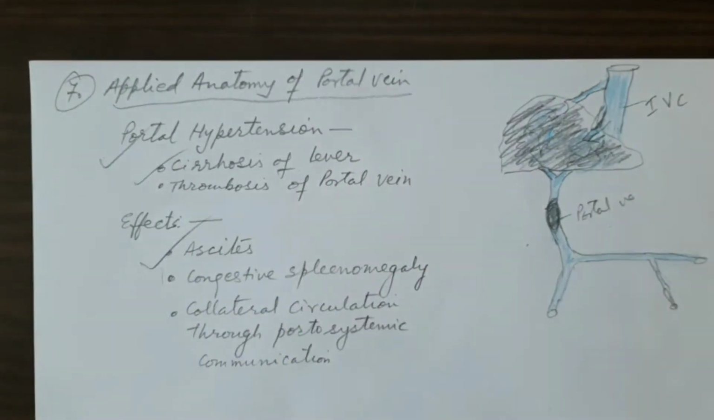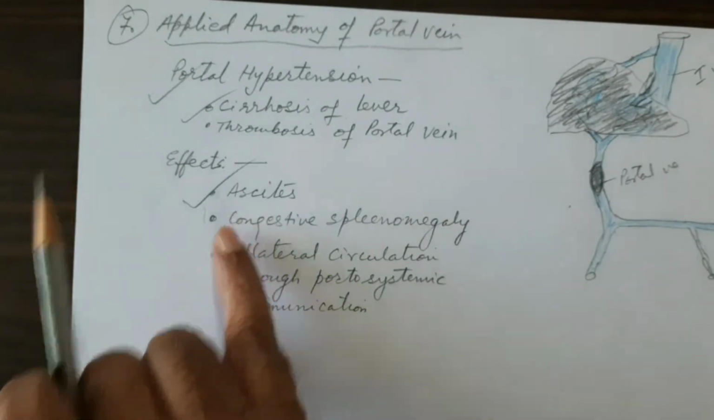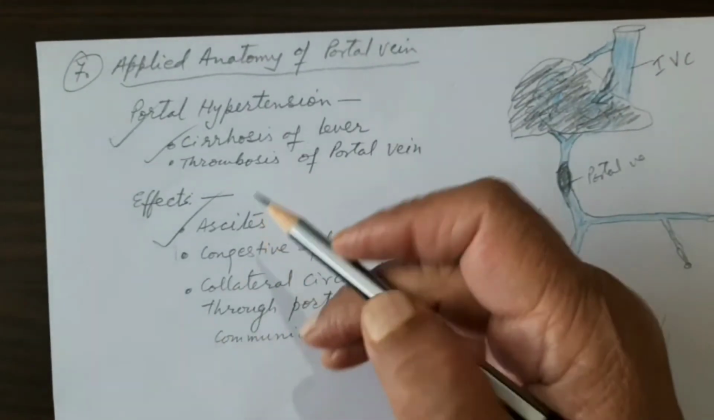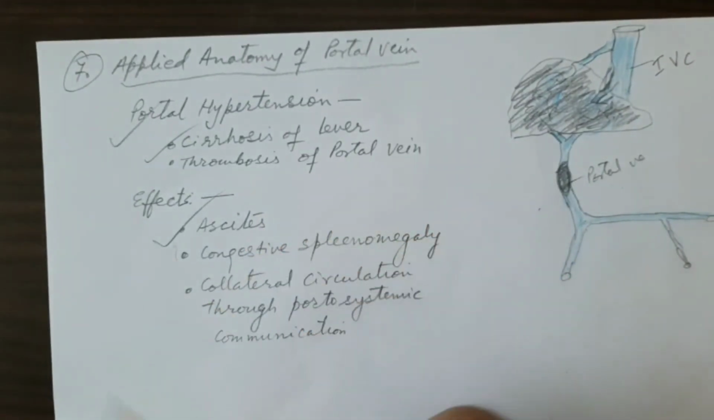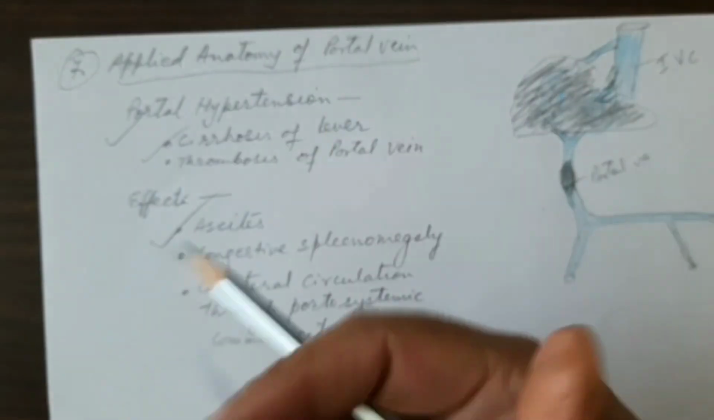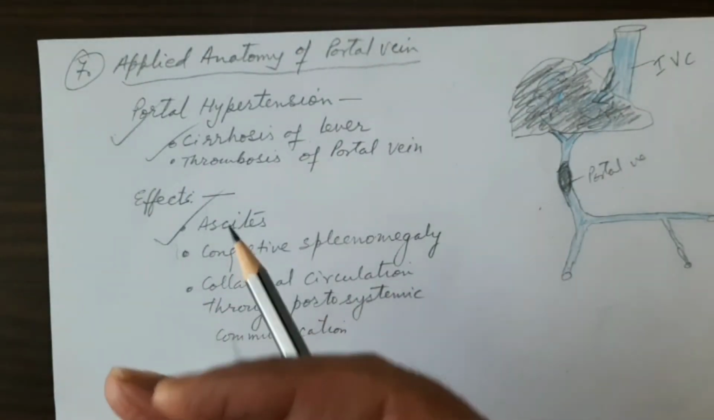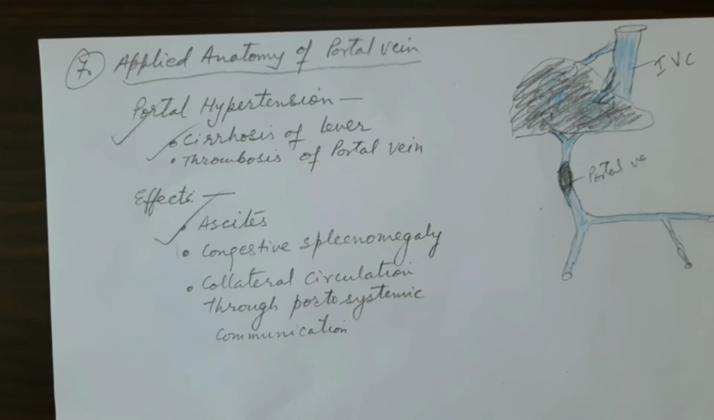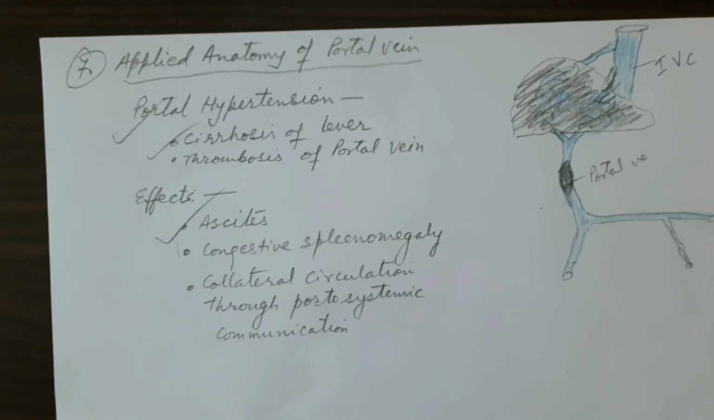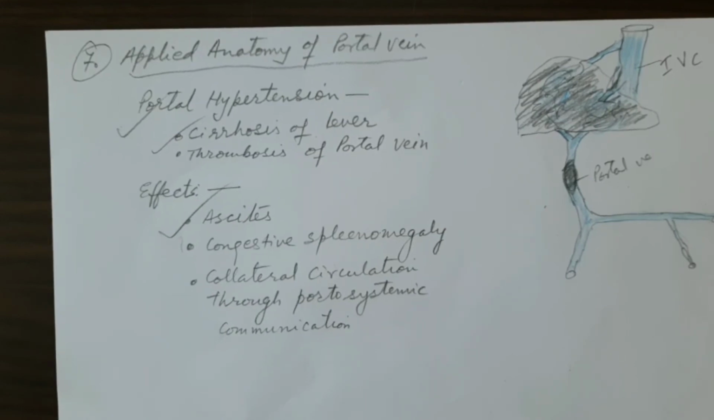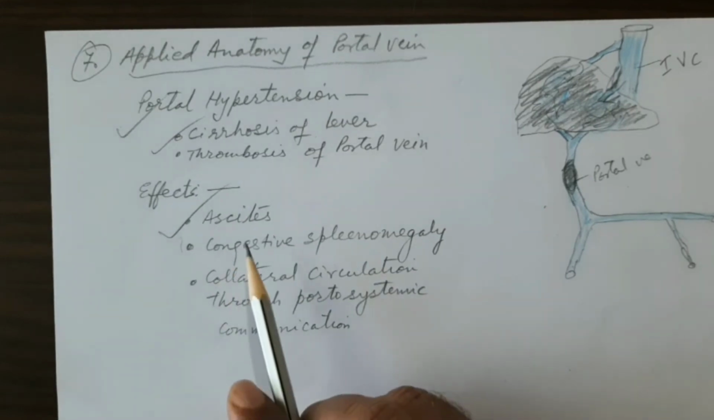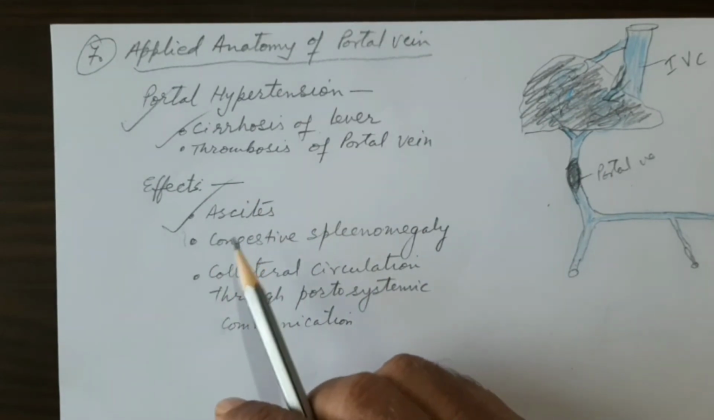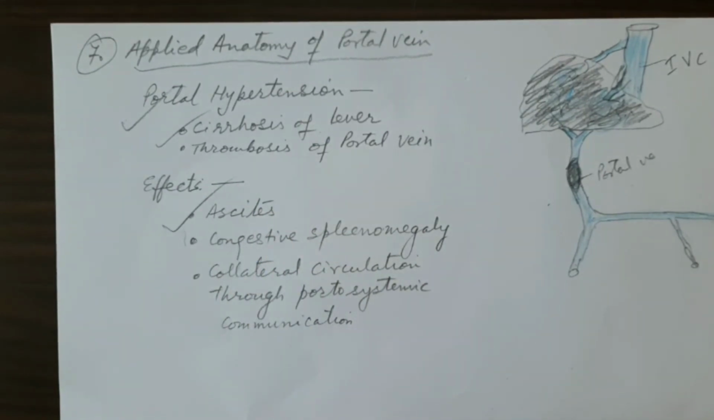Because of the portal hypertension, the most important thing which will take place is ascites. Ascites is a condition where, as I told you, because of the portal hypertension, the exudate or blood plasma starts coming out and collecting inside the abdominal cavity, in the greater sac of the peritoneum. When it is full of this fluid, this condition is called ascites.